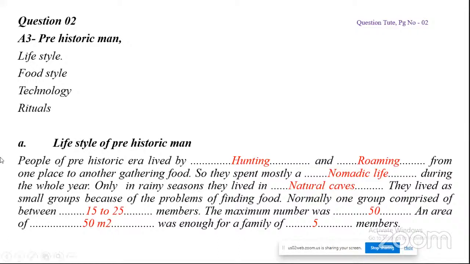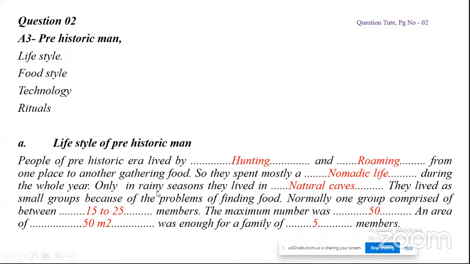So now see, people of prehistoric era lived by hunting and roaming. So hunting and roaming means they were hunting, even they were walking for longer distances to find animals from one place to another, gathering food. So they spent mostly a nomadic life. So what do you mean by a nomadic life? They did not stay permanently in one place. They were moving from place to place. That's why we call it a nomadic life.